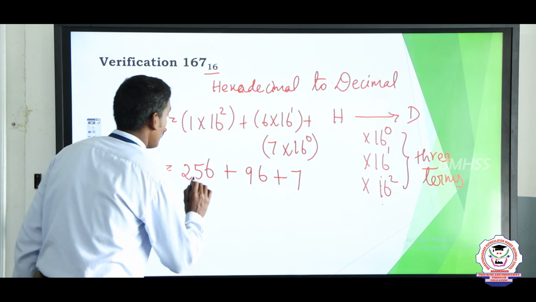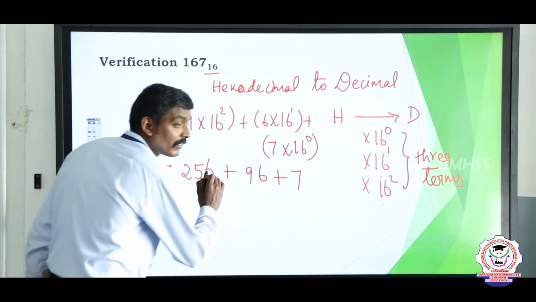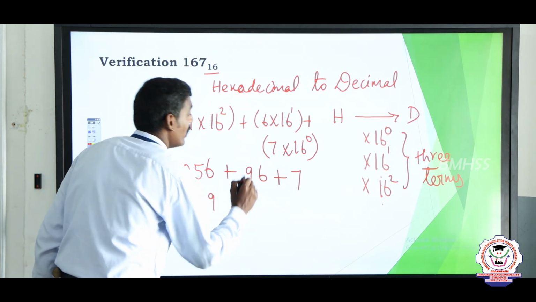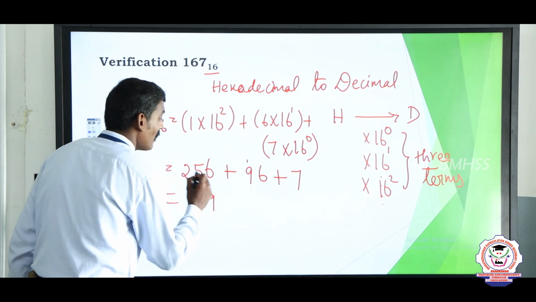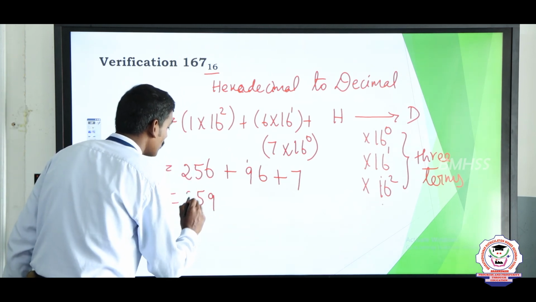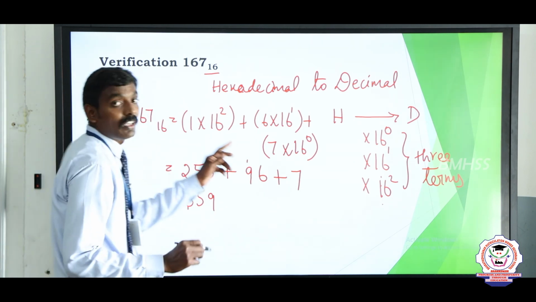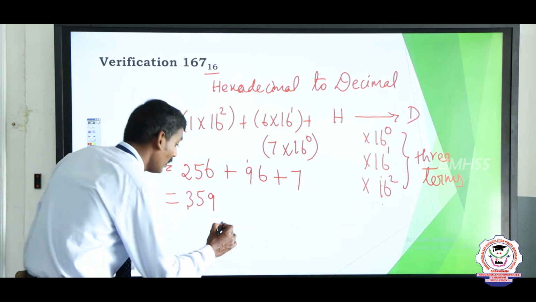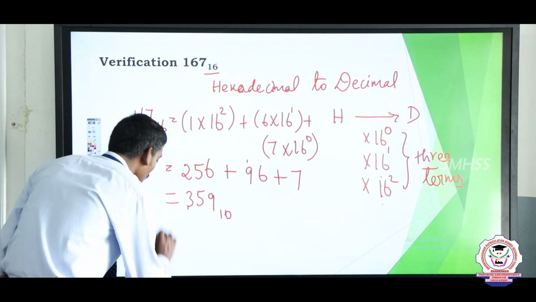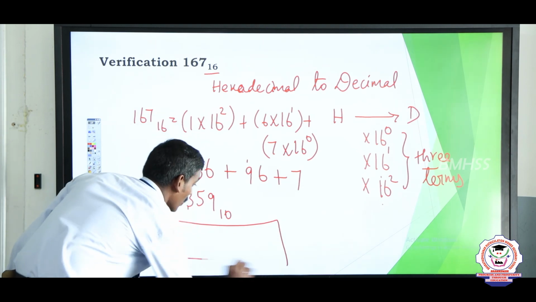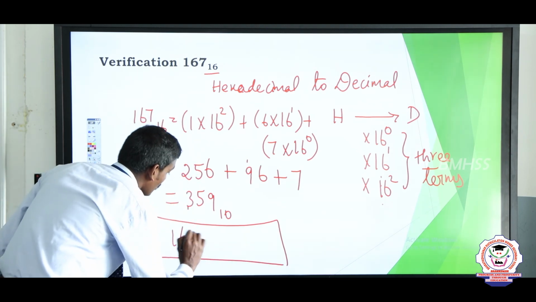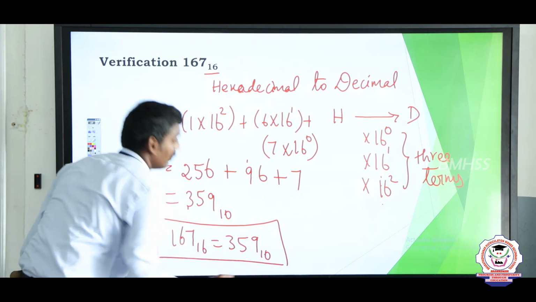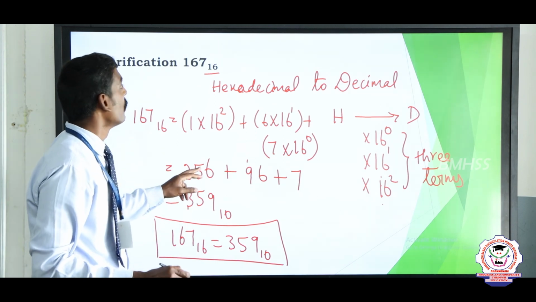Finally, we get an answer. What is that? 6 plus 6, 12. 12 plus 7, what? 19. 9. Balance 1. That 9 plus 1, 10. 10 plus 5, 15. 5. Balance 1, 3. 359. Here we want to convert what? Hexadecimal to decimal. So you put base value as 10. Very good. 359 base 10. Finally, you write that question with the answer. What is that question? 167 base 16 equal to 359 base 10. Are you clear? This is the conversion of what?